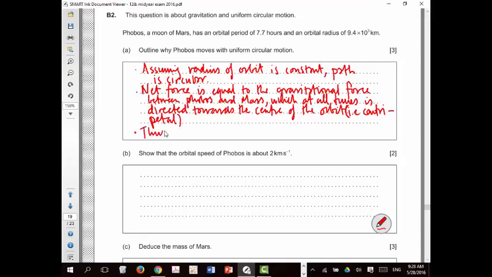Therefore, A, acceleration, is towards center, while V is tangential. Okay, that should be enough to get us the 3 marks. You can double check on the mark scheme.